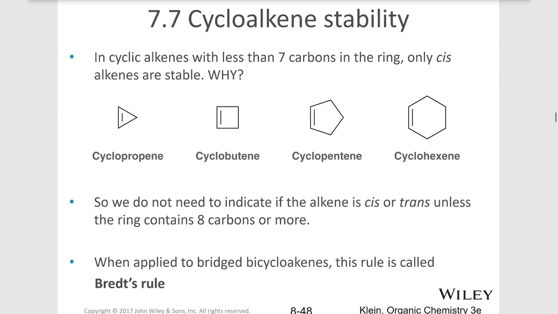For cycloalkenes, notice that all of these alkenes are cis. They're only cis, and that's because with less than 7 carbons in a ring, we can't have trans. It just would be too unstable to form. Unless the ring contains 8 carbons or more, you don't even need to indicate whether that ring is cis or trans, because it really just isn't going to happen.